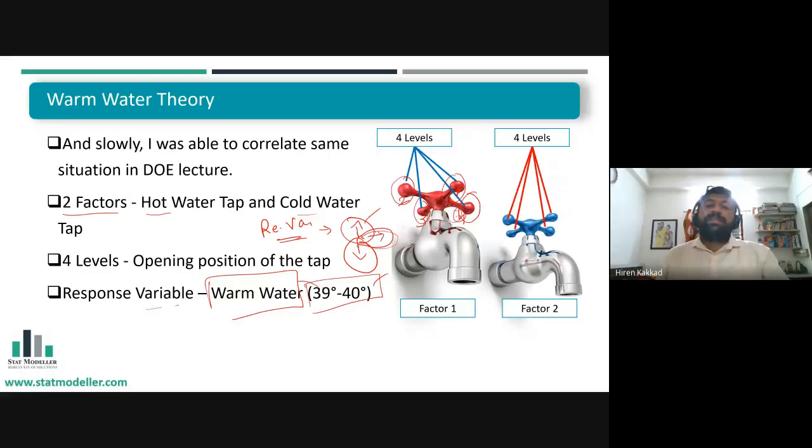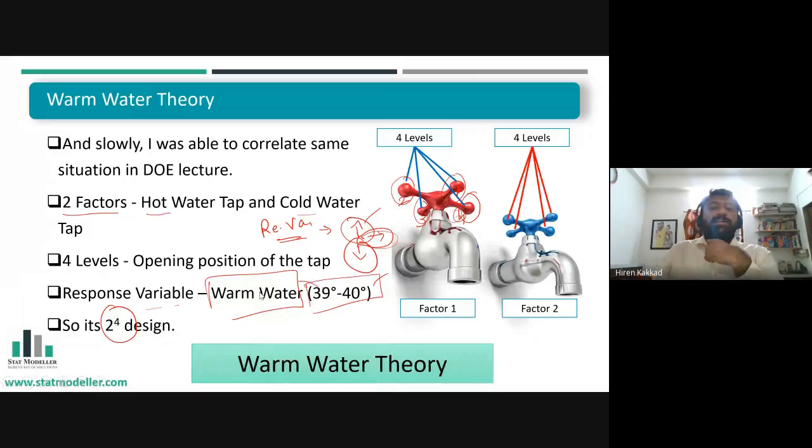Otherwise, if it is, let's say, below that or above that, then it is not acceptable to the customer. Now here in this case, I was the customer and I was the experimenter. And if you arrange this, then it is a 2:4 design, right? So in that way, you can consider this is how this warm water theory, that I just gave the name warm water theory, is how I understood this DOE.